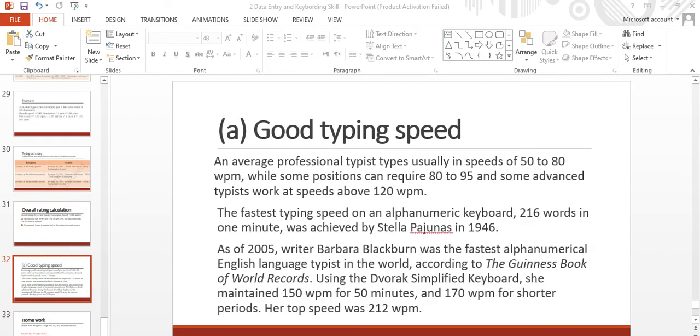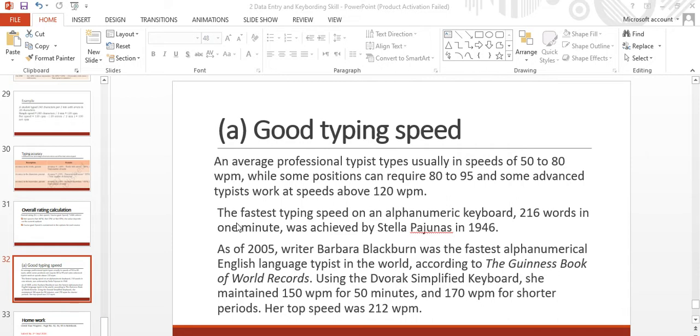The last topic of this chapter is good typing speed. What is exactly a good typing speed? An average professional typist usually types at a speed of 50 to 80 WPM, words per minute, while some positions can require 80 to 95, and some advanced typists work at speeds above 120 words per minute. 120 is the advanced typist.